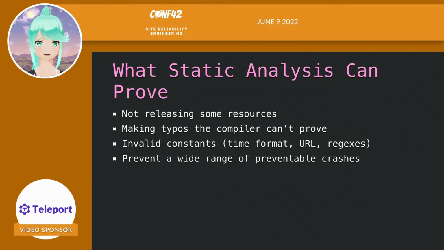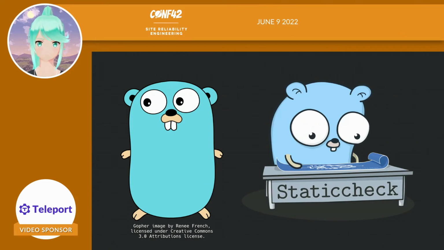So here are some patterns for things that can be solved with static analysis in Go. They are not releasing resources that you acquire, making typos that the compiler can't prove at compile time, usually with struct tags, invalid constants such as time format strings, URLs, and regular expressions, and a wide range of predictable crashes or very unintended behavior. These kinds of things are easy to prove and are enabled by default in go vet and staticcheck.